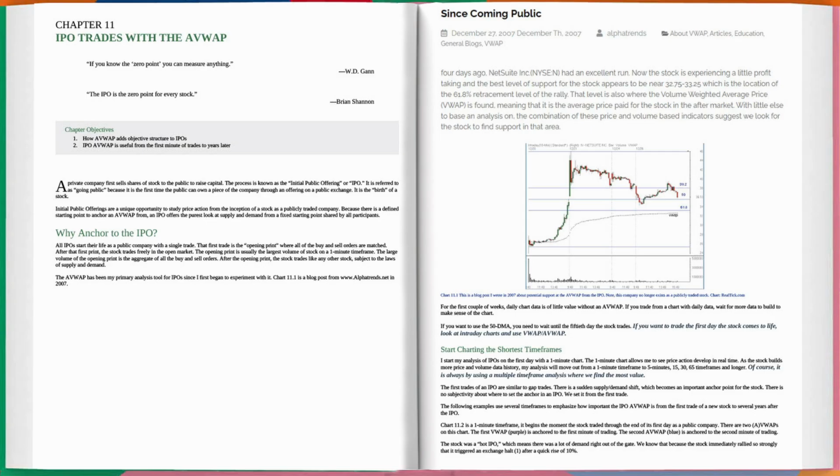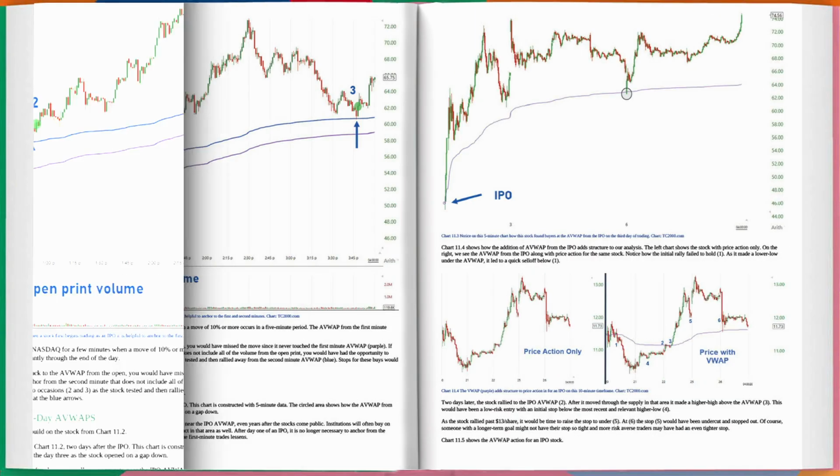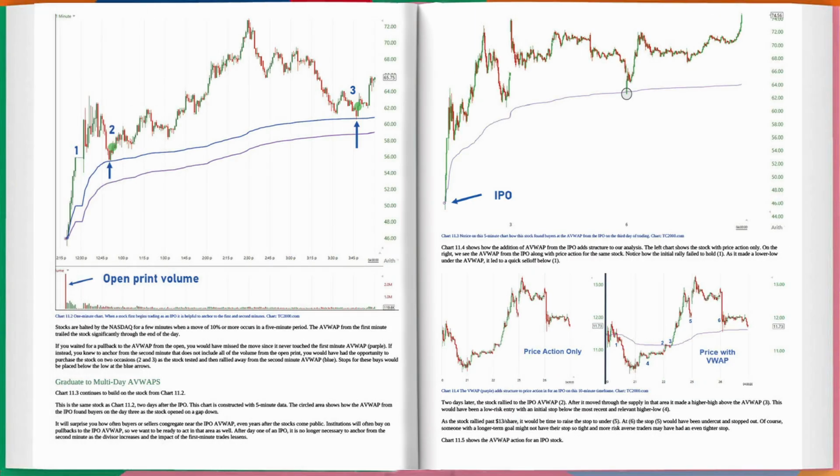The stock was a hot IPO, which means there was a lot of demand right out of the gate. We know that because the stock immediately rallied so strongly that it triggered an exchange halt, 1, after a quick rise of 10%. Stocks are halted by the Nasdaq for a few minutes when a move of 10% or more occurs in a 5-minute period.